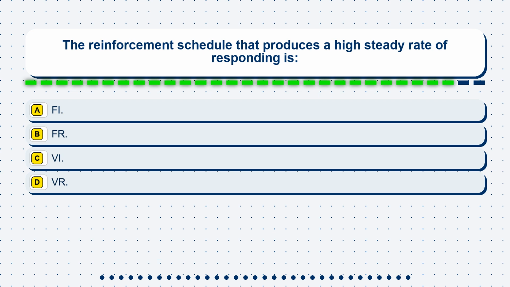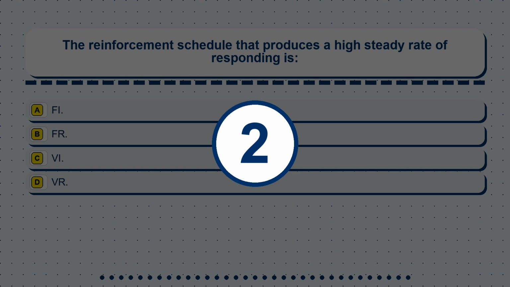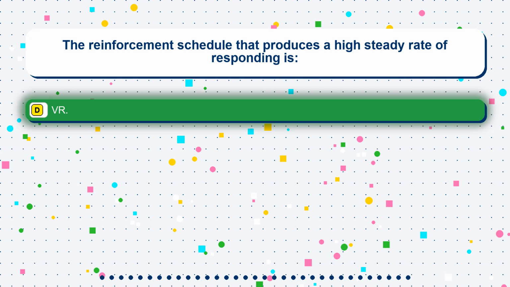Question 22. The reinforcement schedule that produces a high steady rate of responding is: Option A, Phi; Option B, FR; Option C, 6; Option D, a VR. The correct answer is Option D, VR.